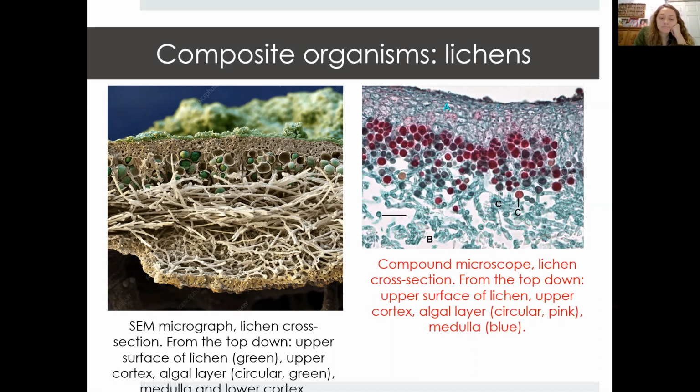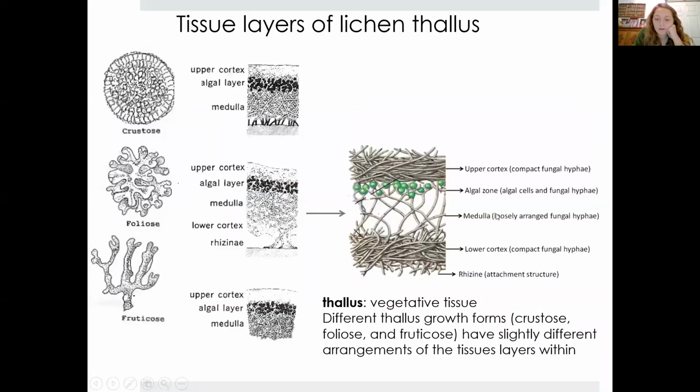Yeah, lichens are really, really cool organisms. They're super understudied and I think underappreciated, but they hold a lot of diversity and are pretty hardy organisms. They can sometimes live where others cannot. So definitely watch the extra videos about lichens too. You can see the different layers, a comparison here. So the thallus, just like we saw with liverworts, is the main vegetative body. And then there are different tissue arrangements in the different growth forms.